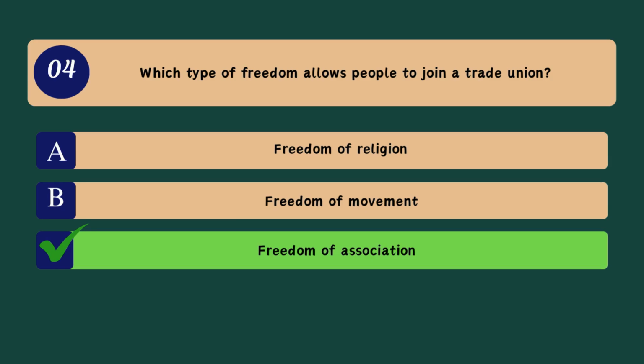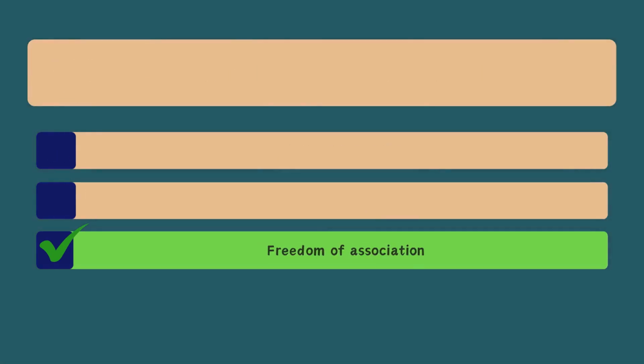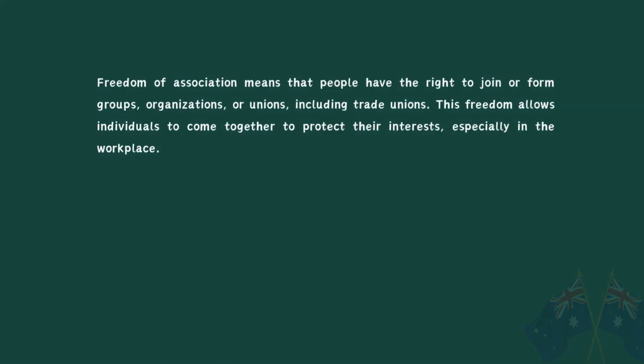Correct answer C. Freedom of association. Freedom of association means that people have the right to join or form groups, organisations, or unions, including trade unions. This freedom allows individuals to come together to protect their interests, especially in the workplace.